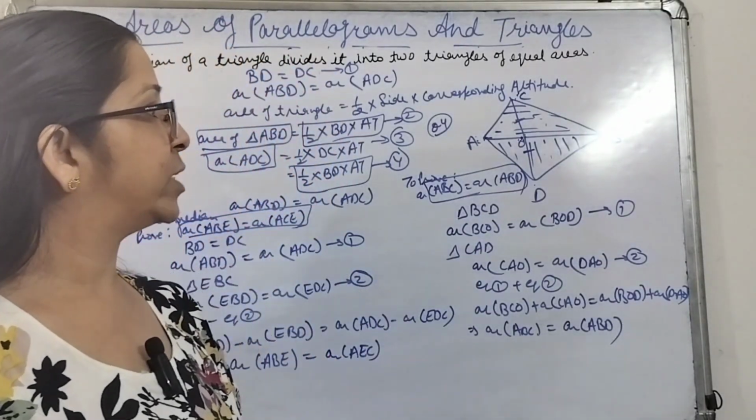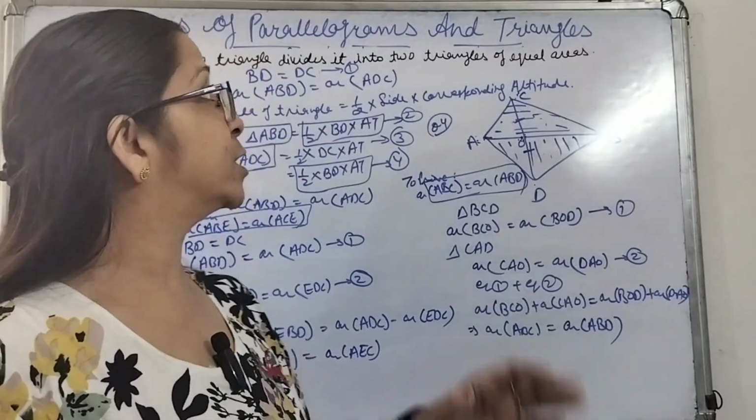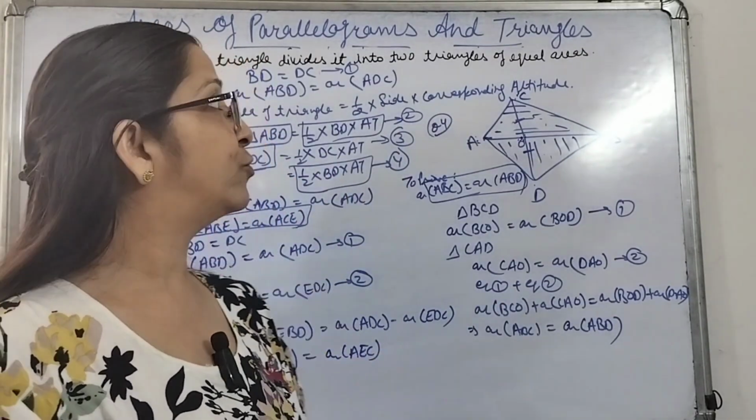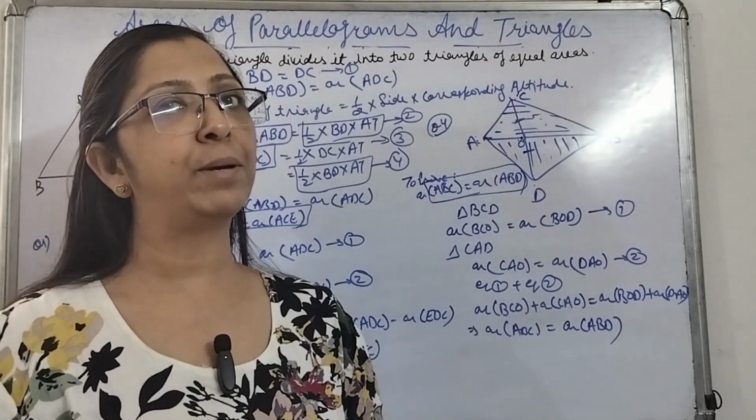This is all from this chapter. Hope it is clear to you. What is a parallelogram's area? What is a triangle's area? What is the relation if the two figures are on the same base and between the same parallels?